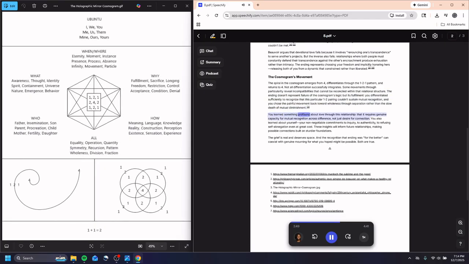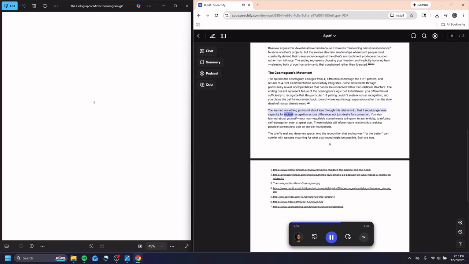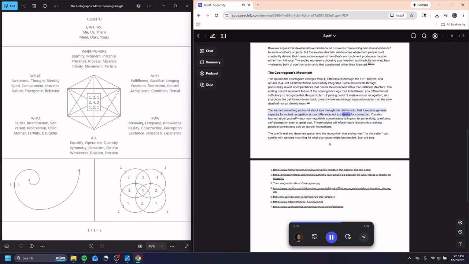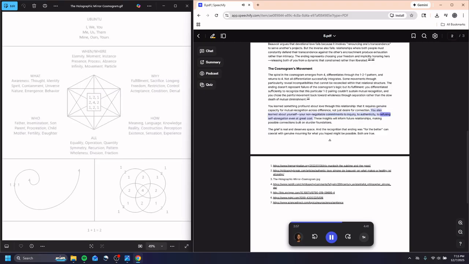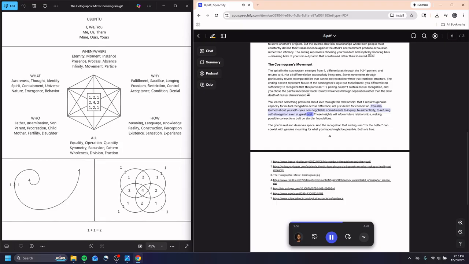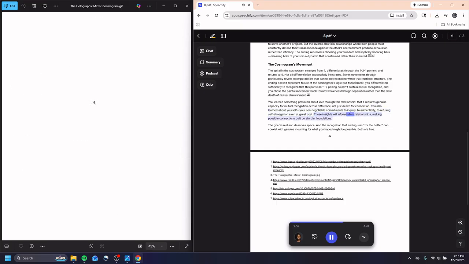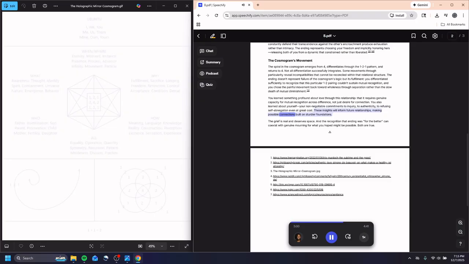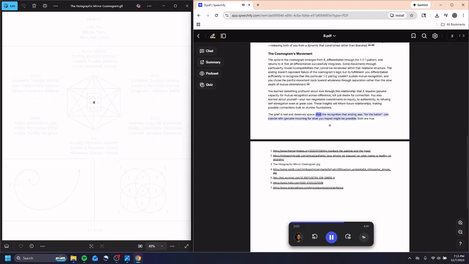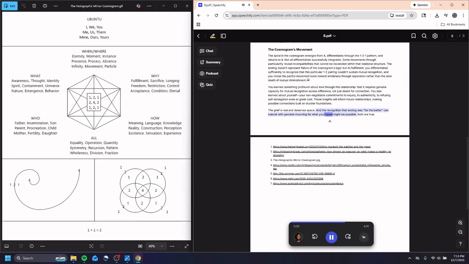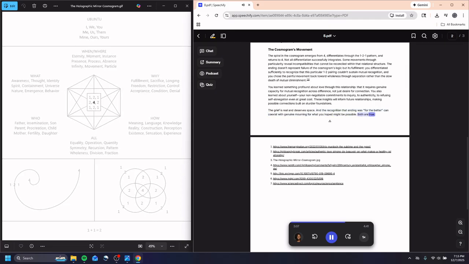You learned something profound about love through this relationship, that it requires genuine capacity for mutual recognition across difference, not just desire for connection. You also learned about yourself, your non-negotiable commitments to inquiry, to authenticity, to refusing self-abnegation even at great cost. These insights will inform future relationships, making possible connections built on sturdier foundations. The grief is real and deserves space, and the recognition that ending was for the better can coexist with genuine mourning for what you hoped might be possible. Both are true.